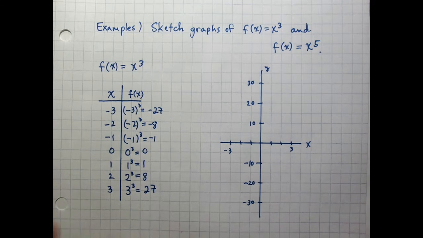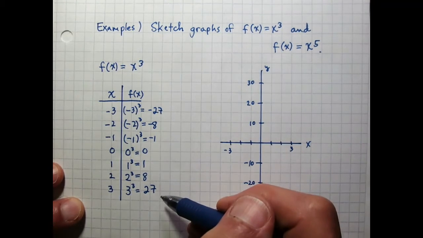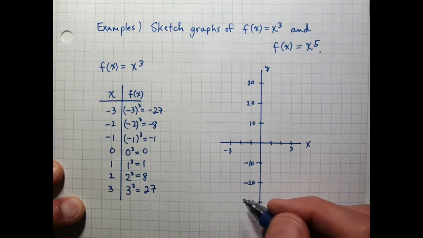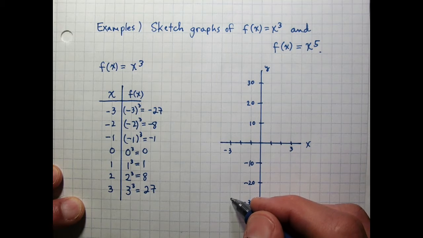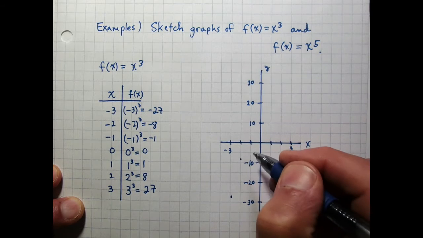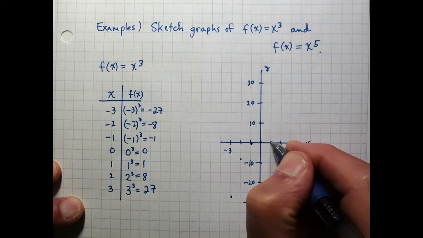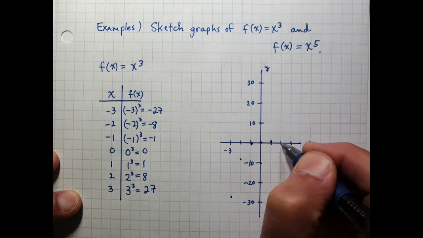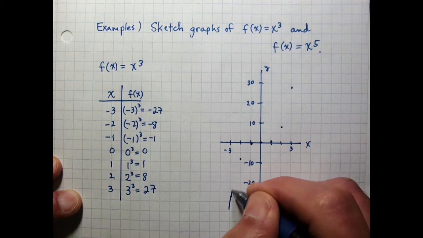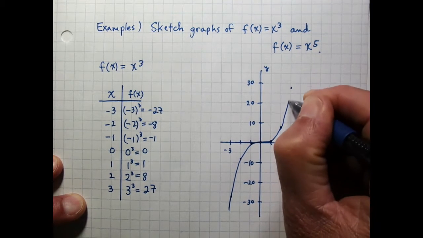We've already graphed x cubed earlier in our course, so I just recopied the table of values that we used, and I'm going to go ahead and plot the points again just to remind you of the shape of the graph. -3, -27, -2, -8, -1, -1, 0, 0, 1, 1, and 2, 8, 3, 27. So we've already seen this x cubed function graph.